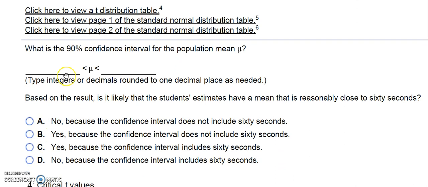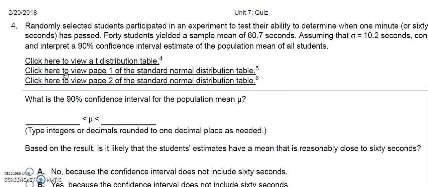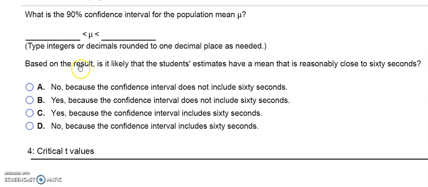So then down here, it was saying the students participated for 1 minute, 60 seconds, and because 60 seconds falls within the confidence interval, so the confidence interval includes 60 seconds, we say yes, it's likely that the students are reasonable estimates. So we would mark C.